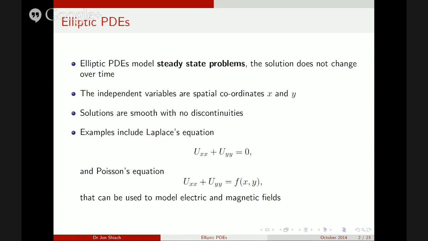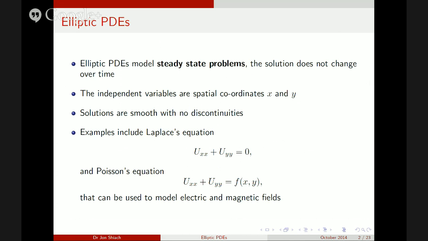Okay, so elliptic PDEs model what we call a steady state problem. What that means is the solution to the PDE does not depend upon time. So the solution does not change over time. It doesn't move, it doesn't evolve, it's a steady state. So that's the first thing. That makes solving elliptic PDEs easier than parabolic or hyperbolic, which may depend upon time. So elliptic PDEs model steady state problems.